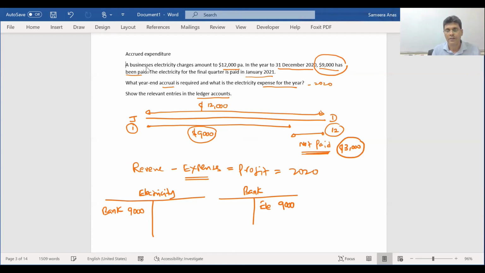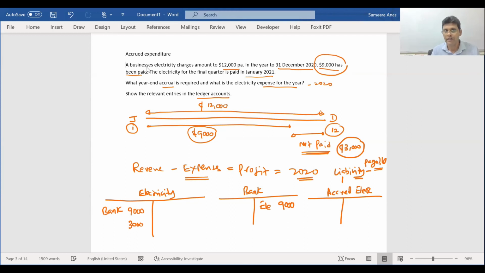$3,000. So $3,000 has to be accounted as an expense, electricity expense, and we need to open an account called accrued electricity. This is a liability account. So liability means it's a payable account. Okay.